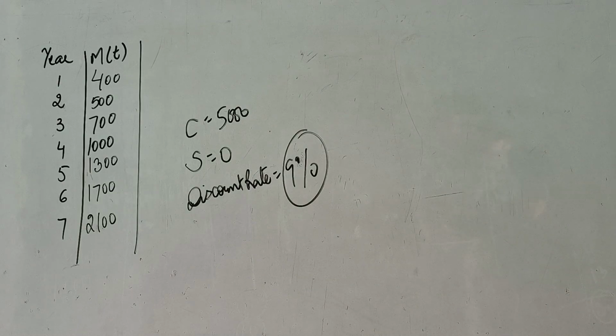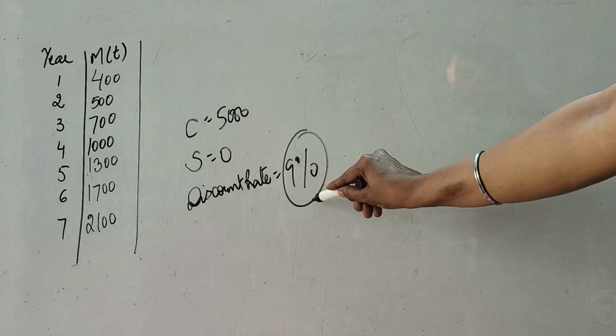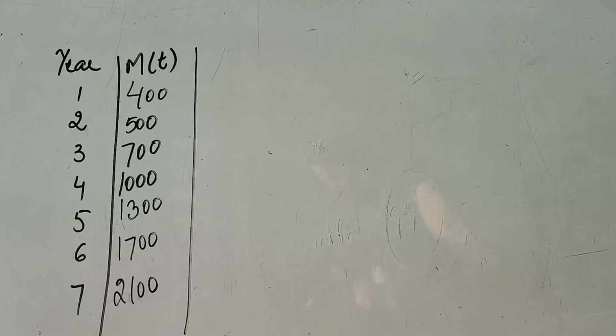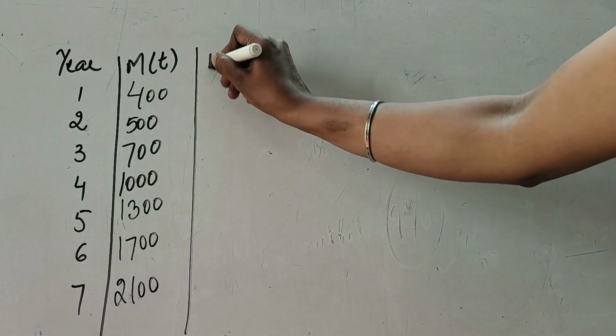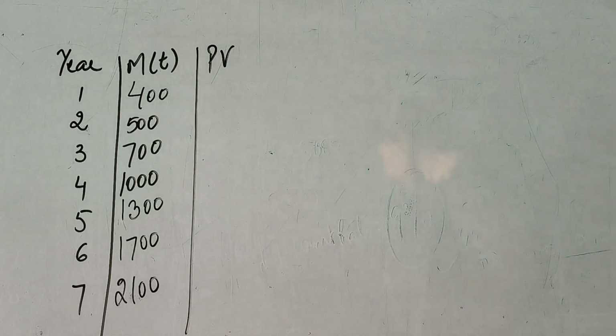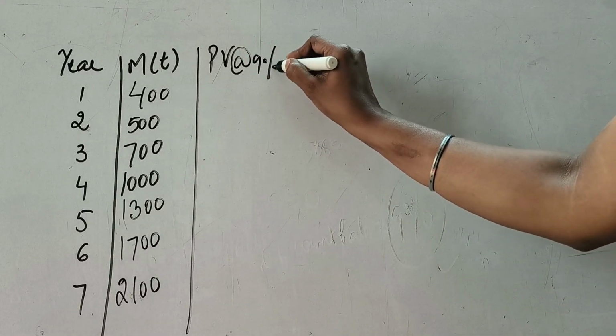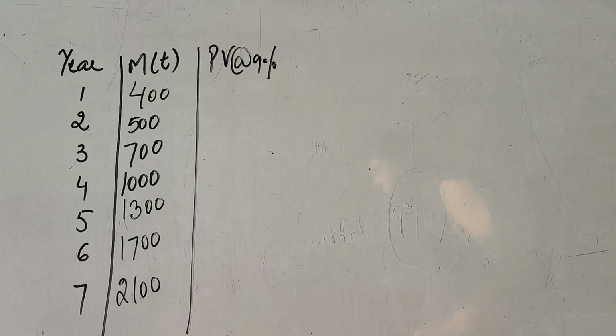So we will be calculating again the average cost only, but instead of average cost we will name it weighted average cost because we have been given the discount rate also. So first of all, we have to make a column for the discount rate and we will name it PV value, present value PV, and here the discount rate is 9%, so we will be seeing the values at the rate of 9%.